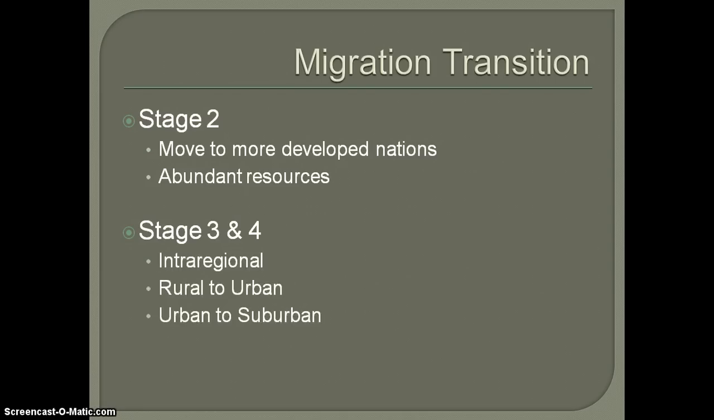Now, if we think about stage 3 and stage 4 countries, these are our more developed countries, and so there's really no need for people to move to a new country because of a lack of resources. In stage 3 and 4 countries, there should be plenty of economic resources. There should be plenty of environmental resources to go around. People are wealthy enough in order to afford them anyway. And so this is going to be characterized by more intra-regional movement, so movement within the regions or within a region itself in a country.